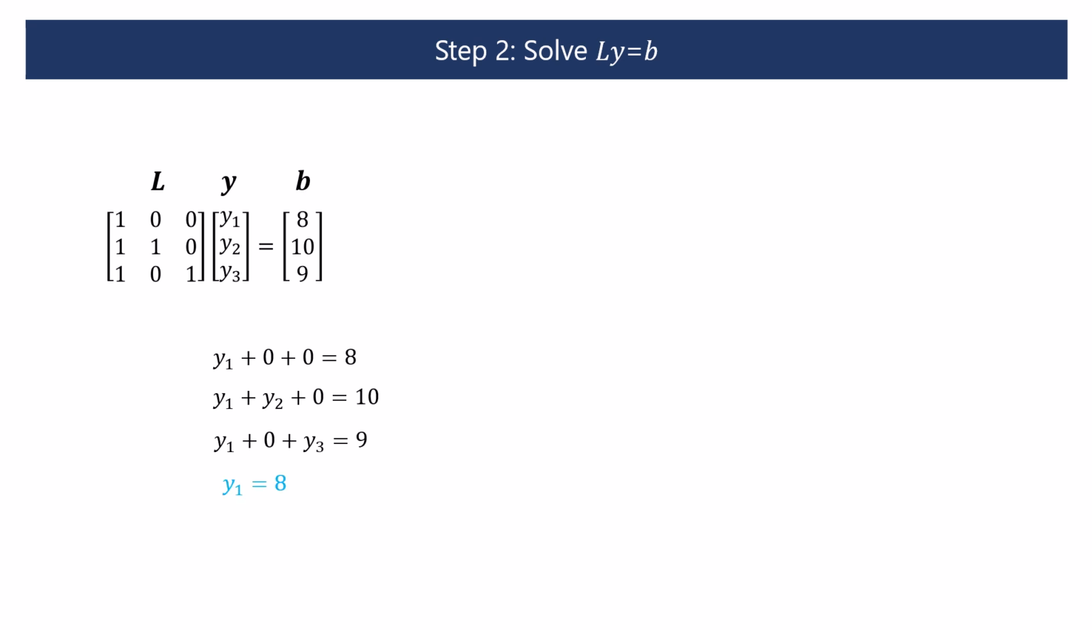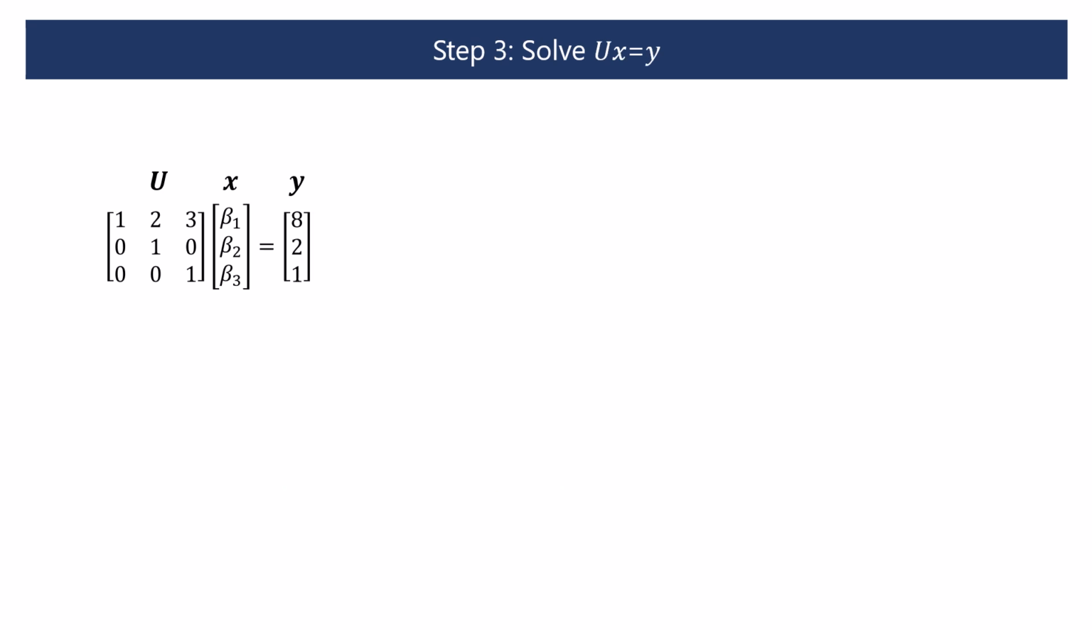First, solve for y1. y1 equals 8. Next, substitute y1 equals 8 into the second equation to solve for y2. We can find that y2 equals 2 and y3 equals 1. So, the solution for y is this vector. Now, let's apply backward substitution to solve Ux equals y. Let's set up the system of equations.